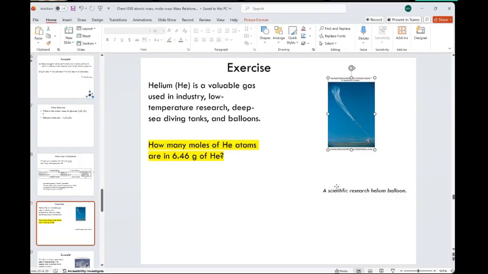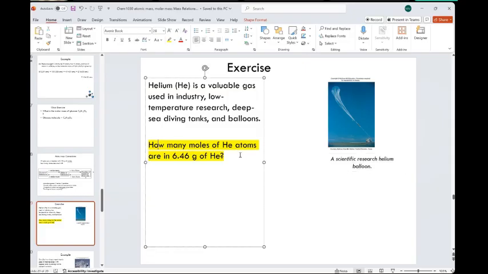Helium is a gas. It has wide use, a valuable gas used in industry and low temperature research, deep sea diving tanks and balloons. Okay, so it's very widely used. Now the question: mole is used in chemistry for different chemicals in different contexts. So we need to know the mole relation.